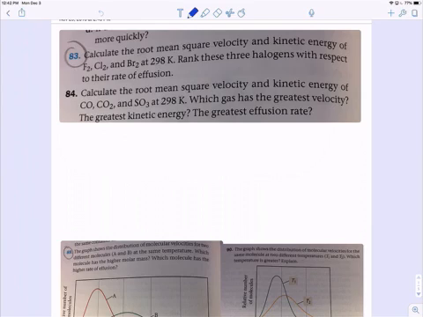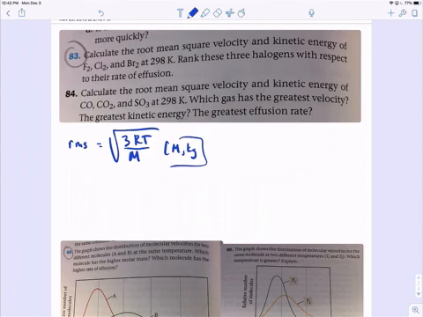So you will get this on your equation sheet, but the RMS velocity is the square root of 3RT over molecular weight, and M is in kilograms. Rank these three in terms of diffusion. So the lighter one is going to diffuse faster, and the heavier one will diffuse slower.